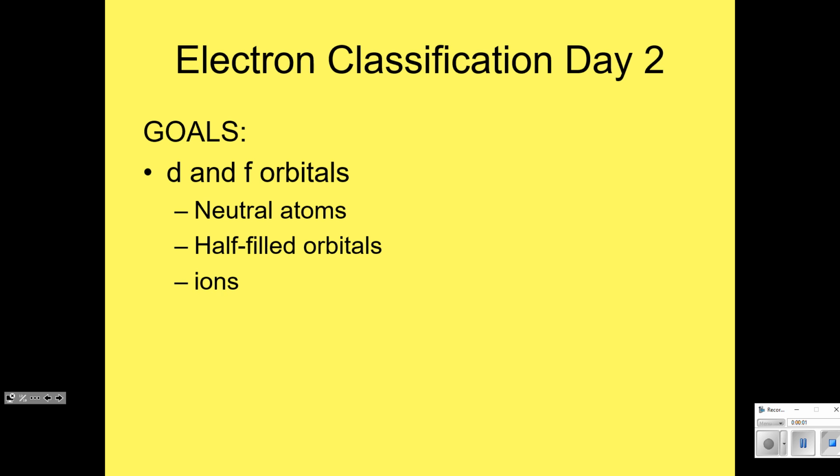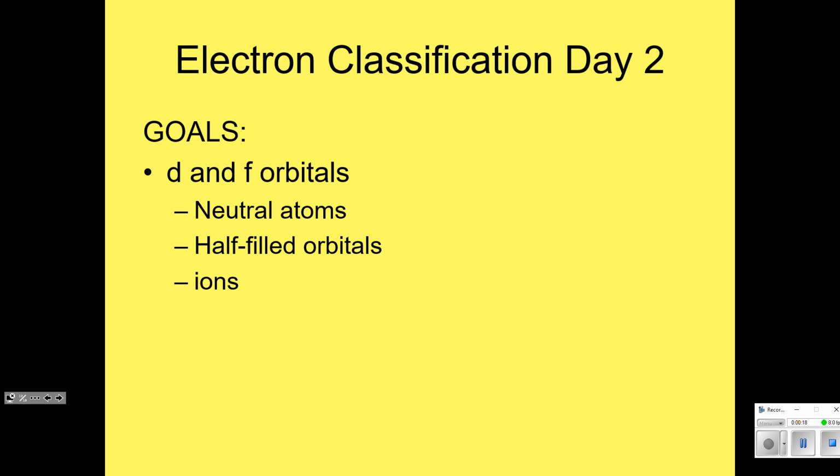So again, hopefully you're finding that fourth page on your packet and you have your periodic table. I have up on my first slide, what do we have to go over today? We need to go over the D and the F orbitals, and I'll show you that on the periodic table again here in a second to remind you of those.